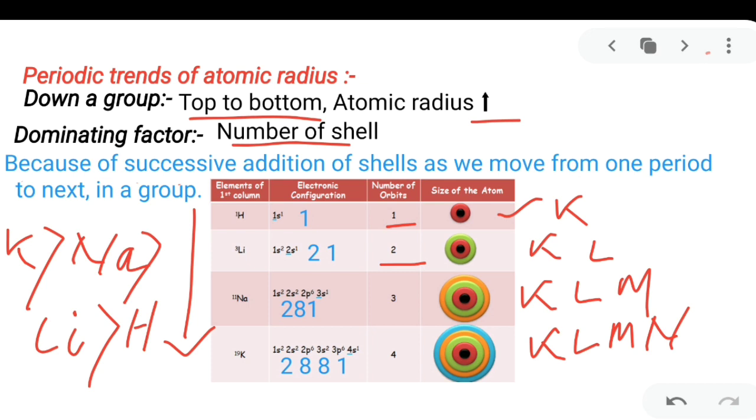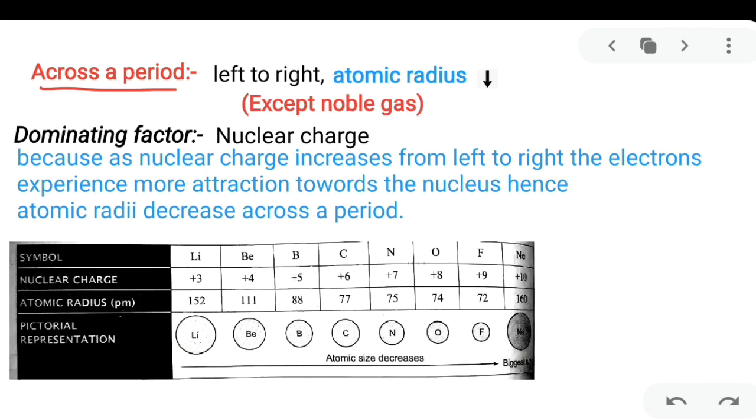Now, let us discuss how it follows the trend across a period. Across a period means when we move left to right along a period. This is known as across a period. So when we move across a period, atomic radius decreases. There is a small or little exception, the noble gases present in that period.